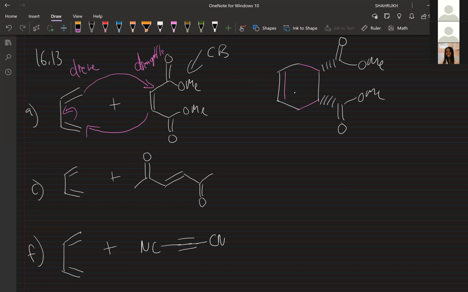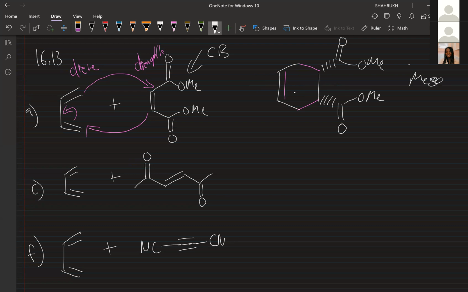So if this group was slightly different, if this was an O-ethyl, then this would technically be racemic. But in this case, because there's an internal line of symmetry or axis of symmetry, one group would be R and the other would be S. That's called internal enantiomers. So this would be meso.